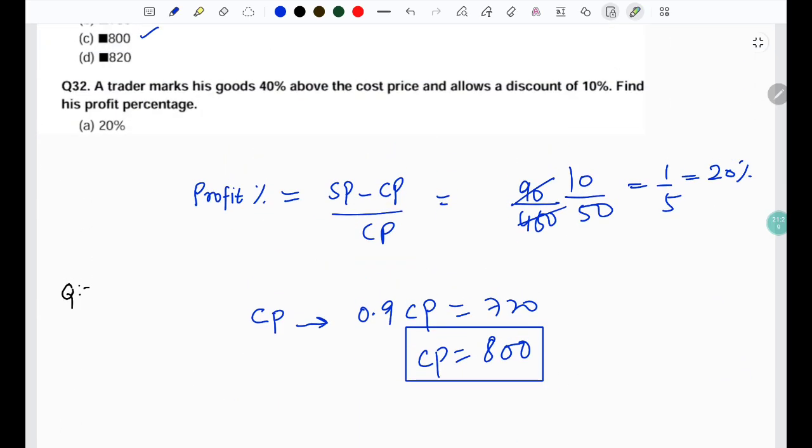Let's see another question which says: a trader marks his goods 40% above the cost price and allows a discount of 10%.